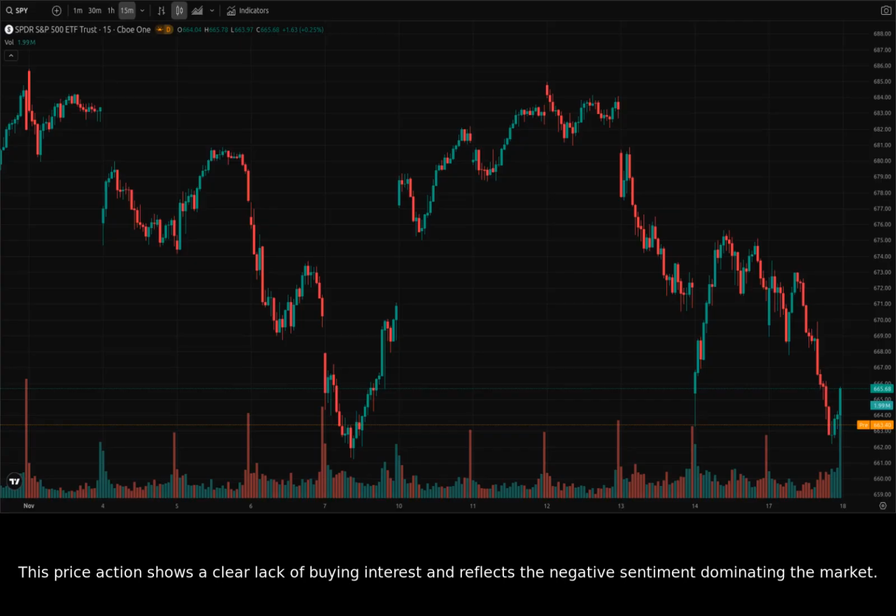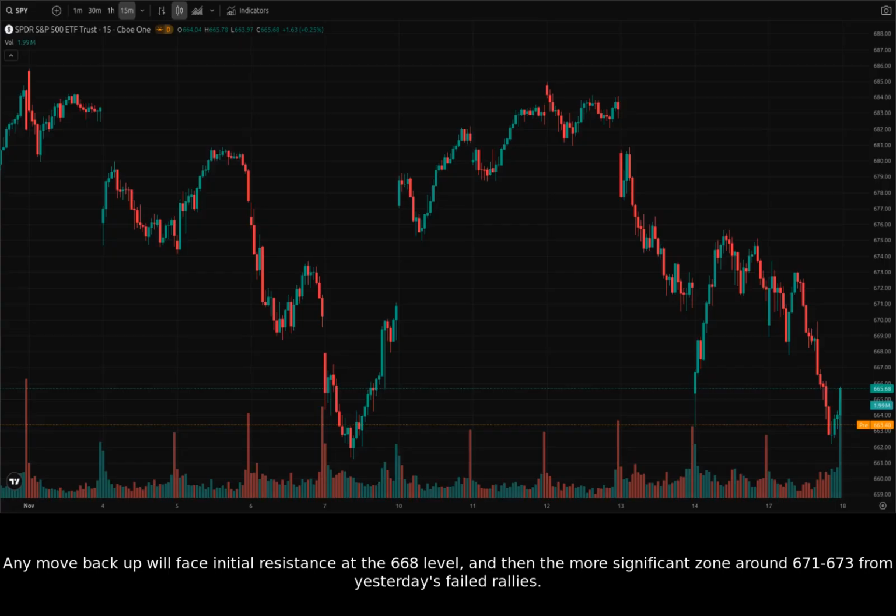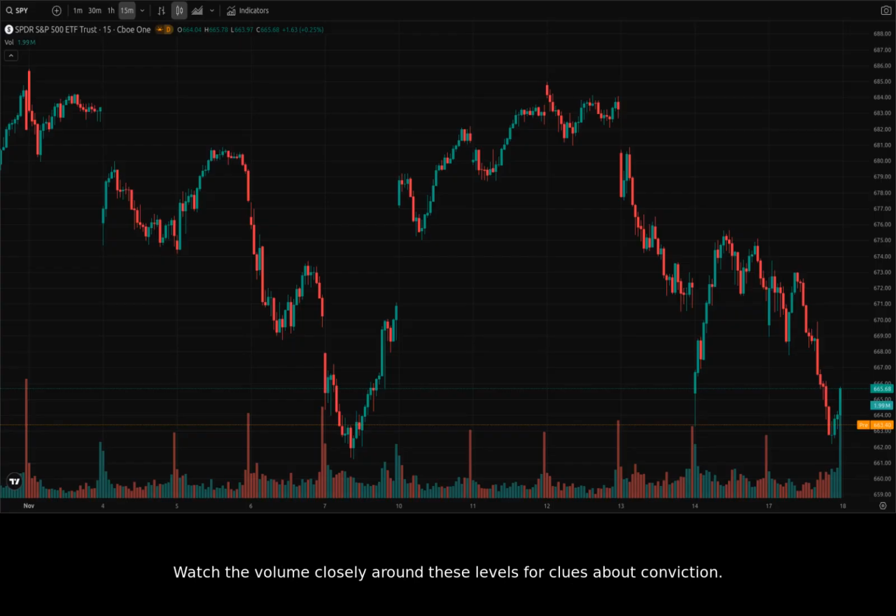This price action shows a clear lack of buying interest and reflects the negative sentiment dominating the market. For traders looking at today's session, the key levels are very clear. The area around 662 to 663 must hold as support. Any move back up will face initial resistance at the 668 level, and then the more significant zone around 671 to 673 from yesterday's failed rallies. Watch the volume closely around these levels for clues about conviction.